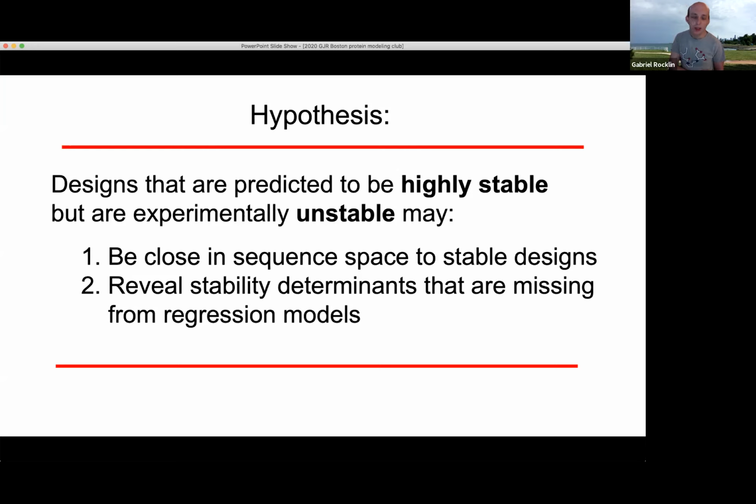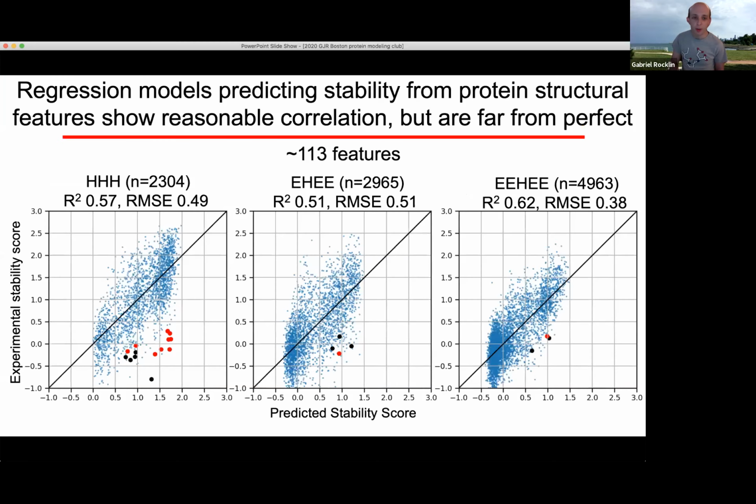Now, I just want to say, you might be thinking of a few other ways that we could approach this. If our model based on 113 features is doing poorly, you could say, well, why don't you add more features? And we did do that, and it helps to an extent. But there are difficulties there, and there's almost an infinite number of features that you might calculate.